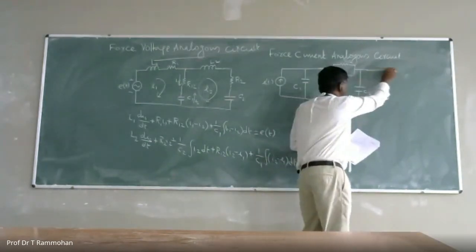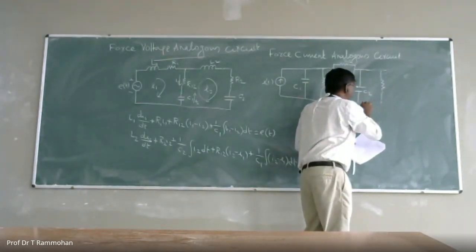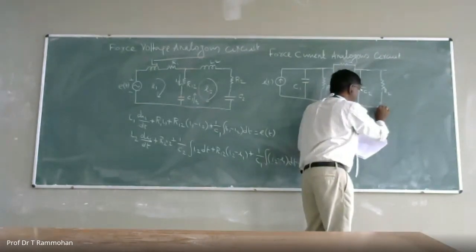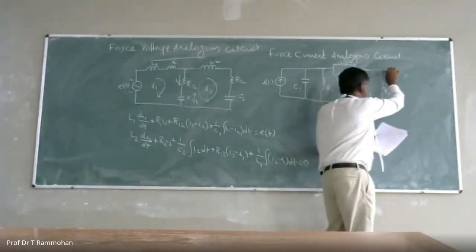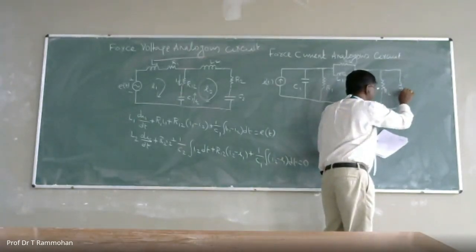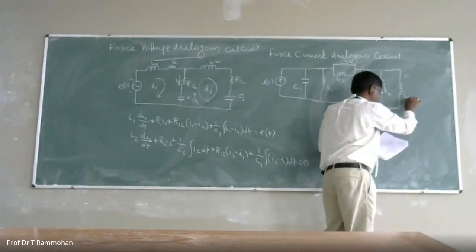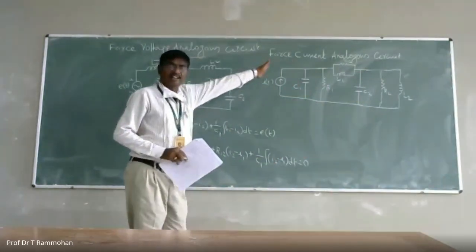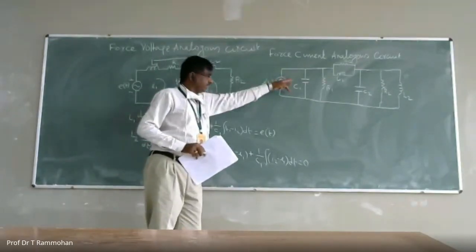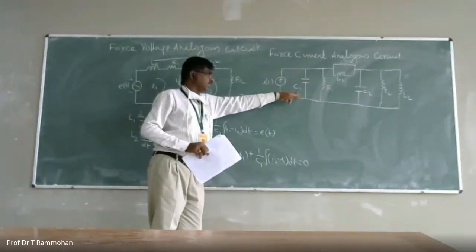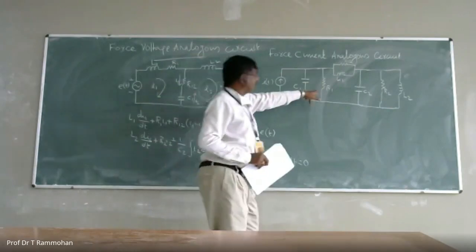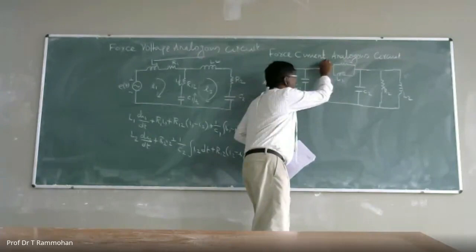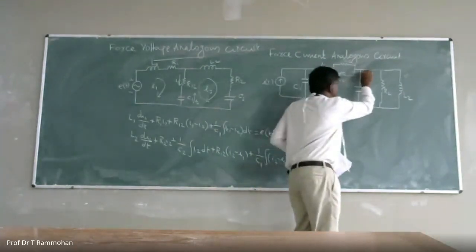C2. This also you have done, but once again I'm rewriting the circuit. Okay. So, force current analogous circuit. So I of t, C1, R1 here. Node 1, V1, node 1 I call, node 2, V2.